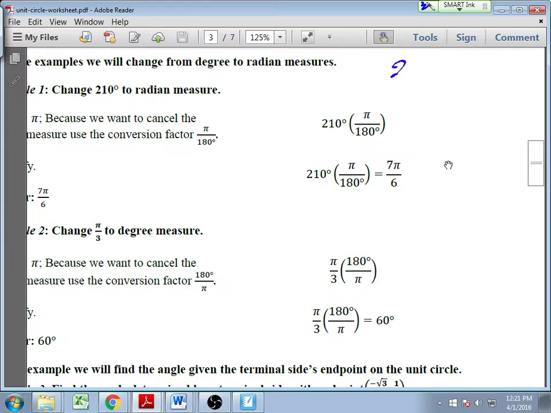We could set up 210 over 360 times 2 pi. Because I know the whole circle.